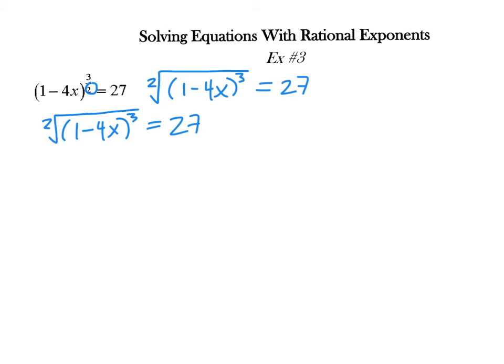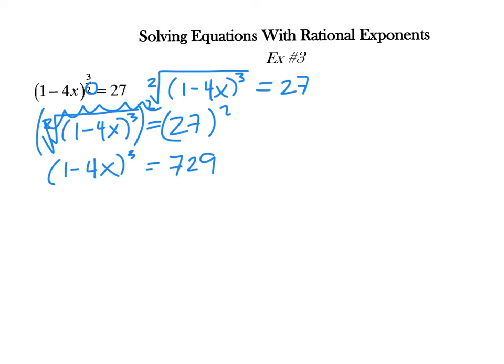Remember, I'm going to look at the index. Since I know that the radical is completely by itself, I can take the index and raise it to that power. So since it's the square root, the exact opposite is to square it. So I'm going to square the left, square the right. The square root and the square cancel, leaving me with 1 minus 4x cubed equals 27 squared. 27 times 27 is 729.